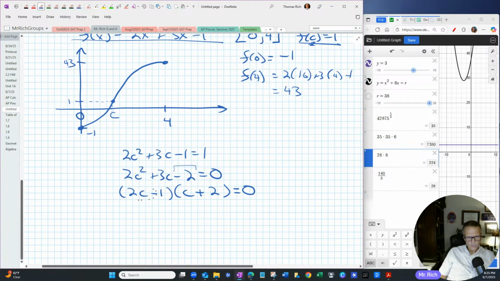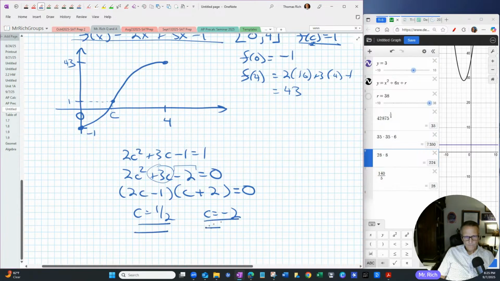So that means the two solutions. You can see that the outer product is 4c. The inner product is -1c, which combined to give me the plus c. So that's the proper factorization. So the two solutions, when you set those two equal to 0, is c is 1/2, c is -2.